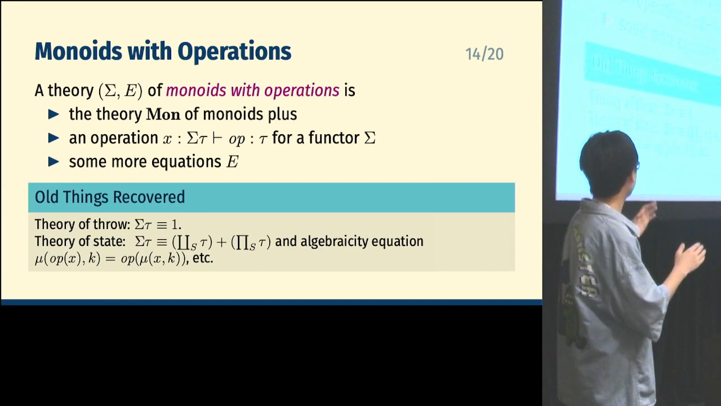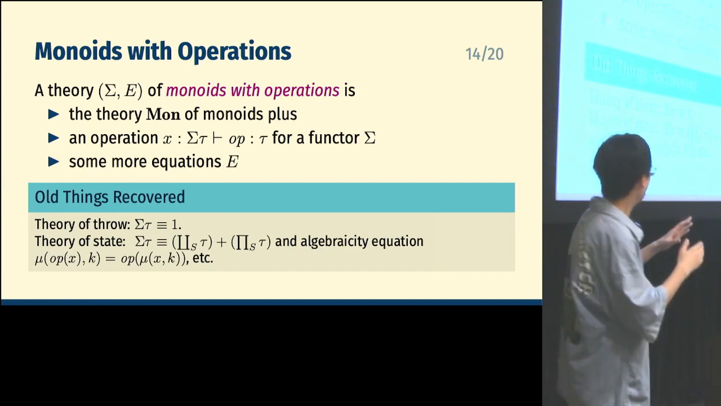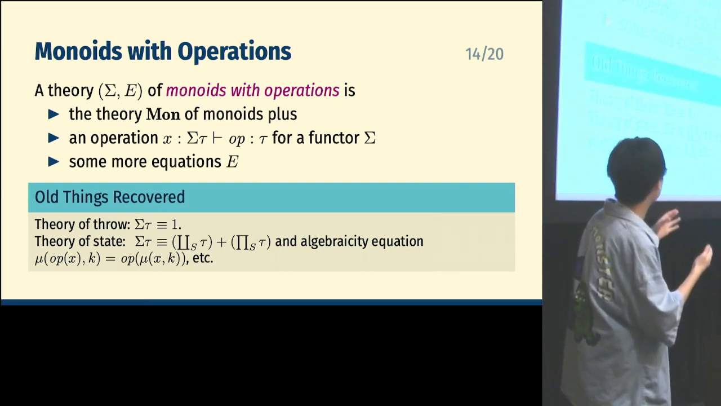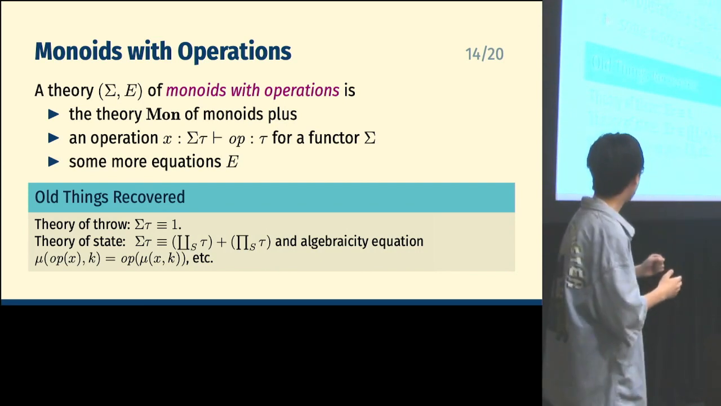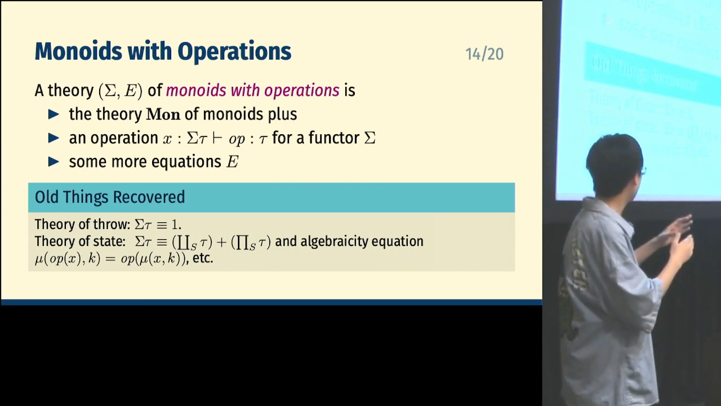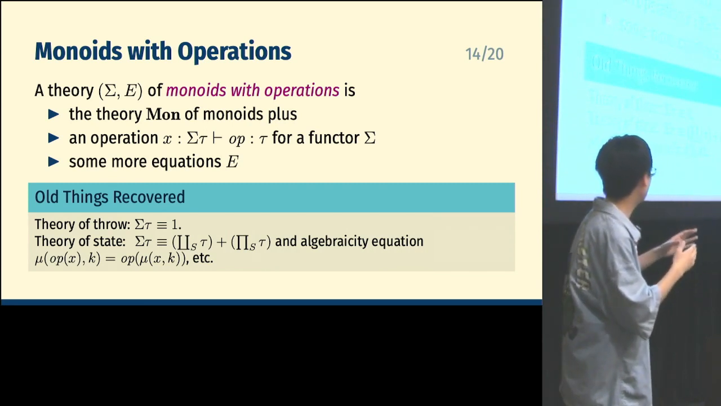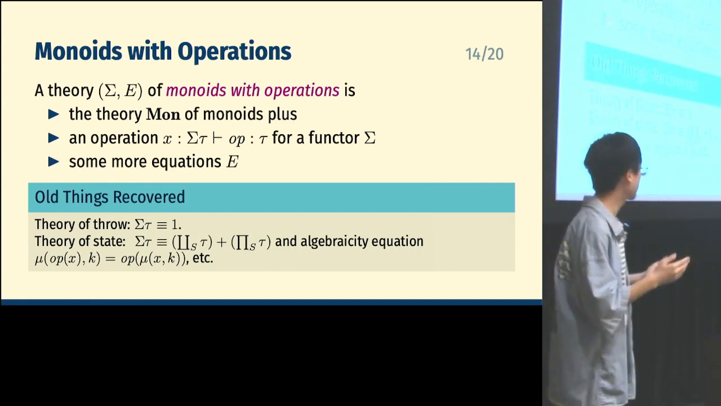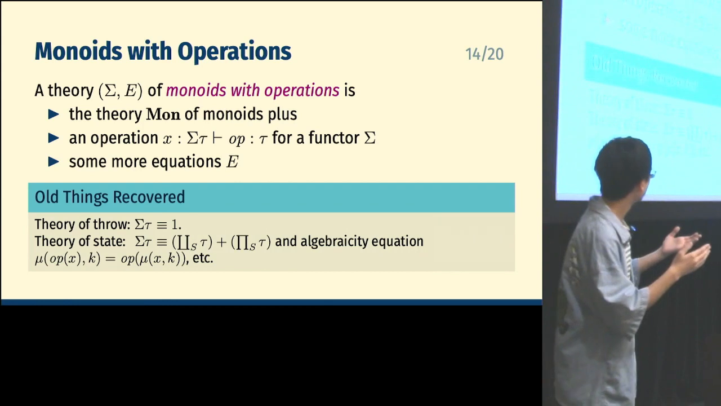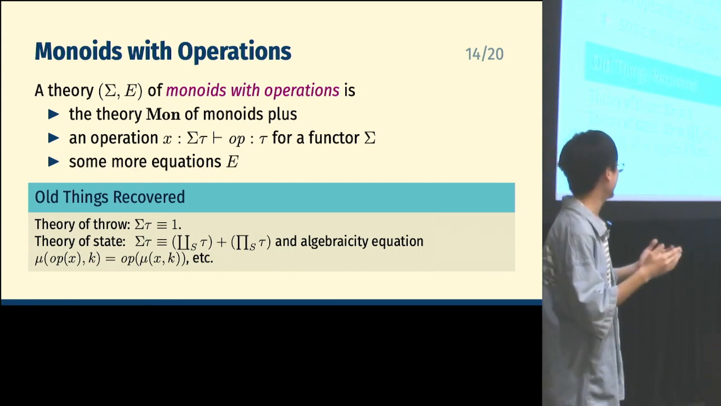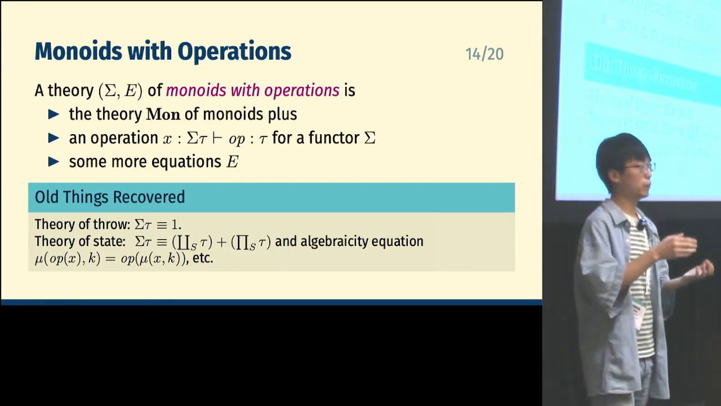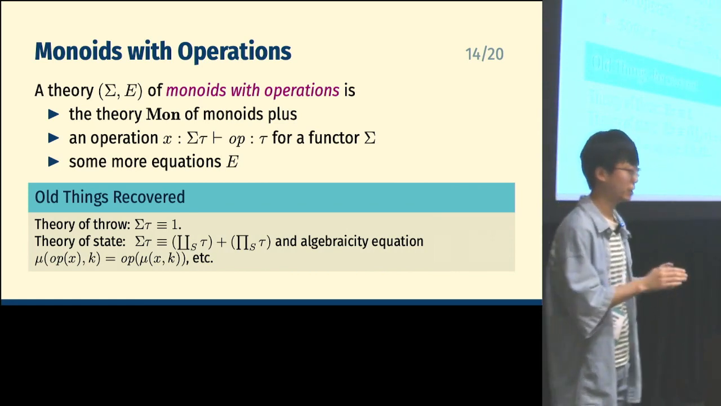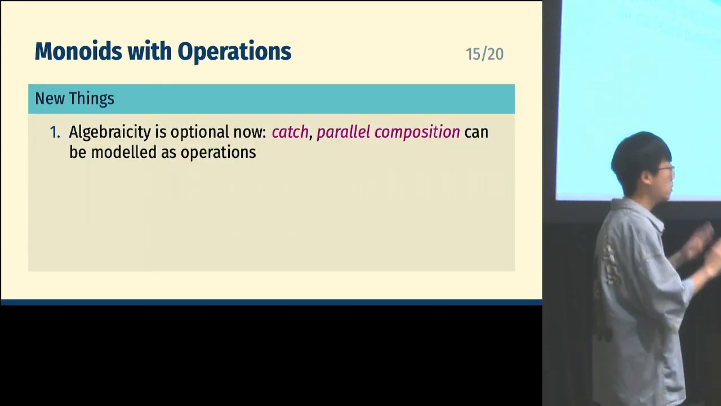And in this setting, we can easily recover the old things that we have. For example, the theory of throw can now be a theory of monoids with operation whose signature is the constant functor to the union type, and the theory of the state has a signature functor which is the coproduct of a put operation and a get operation, and it has equations including the algebraicity, which says put and get commute with sequential composition, and also the other equations characterizing the interaction between put and get. So all things can be recovered.